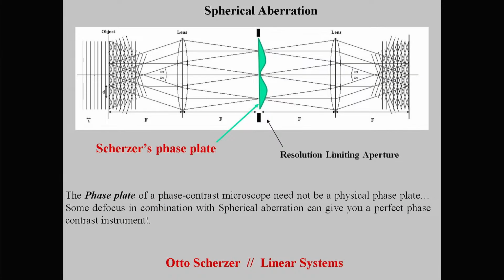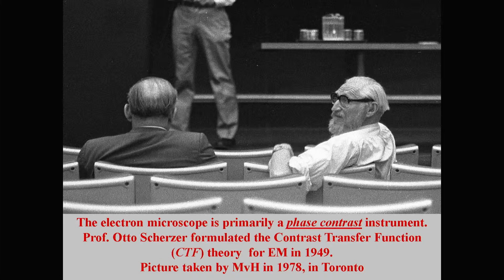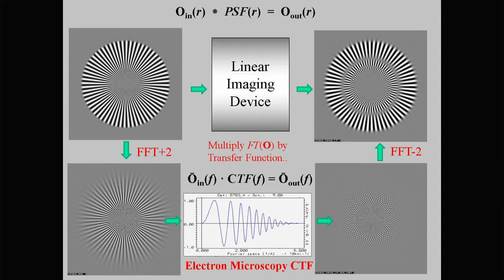And Otto Scherzer used this idea also. Exactly here you have your back focal plane, and here you can have the spherical aberration constant as a function of the microscope, and again you can predict what the outcome is. Here is Otto Scherzer, and I took a picture of him at one of my first international conferences in 1978 in Toronto. So what you have there is a test object, and you put it in the microscope, and here comes the output image. The Fourier transform of this is multiplied by the CTF, and Fourier transformed back to that. And this is a linear optical system.